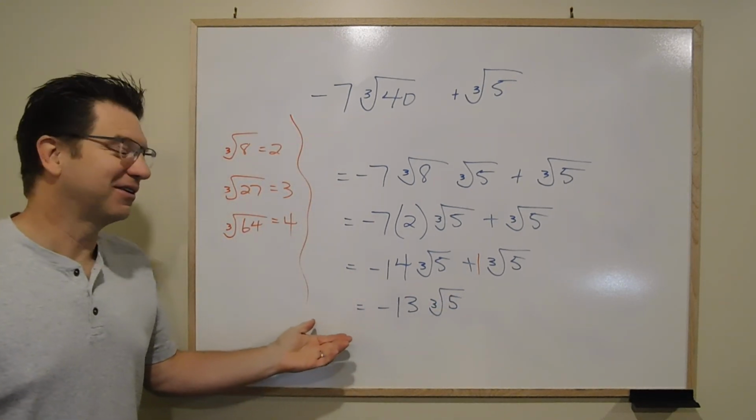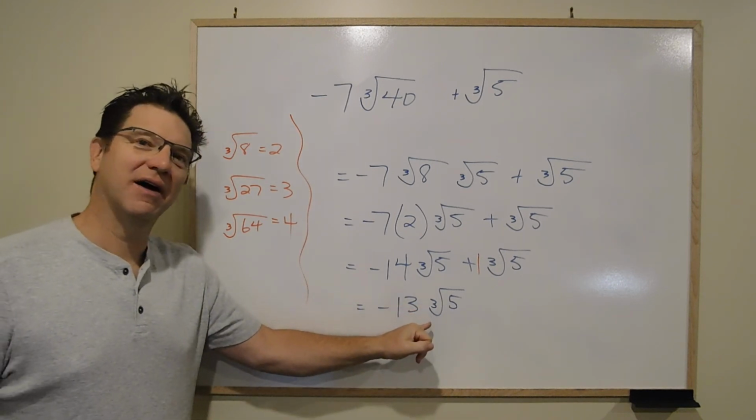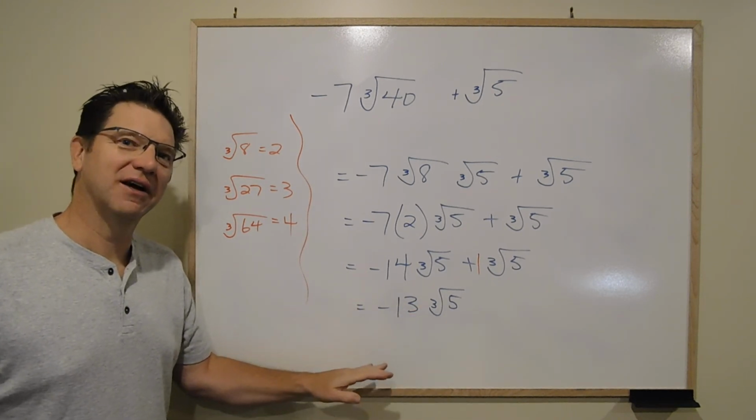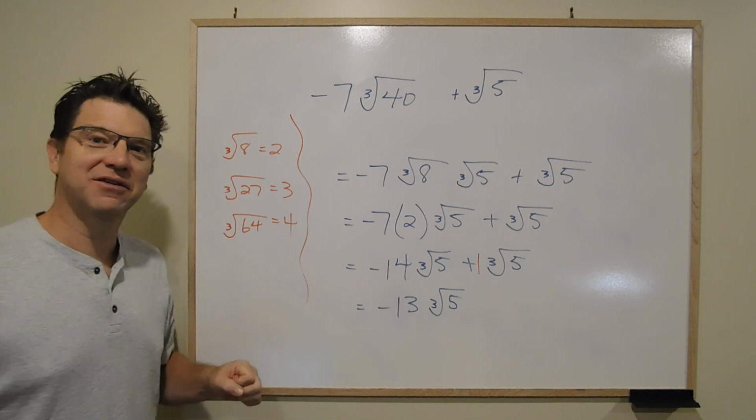If we want to get it as a decimal, we'd have to take the cube root of 5 multiplied by negative 13 to get our decimal answer. But we leave it like this because it's precise.